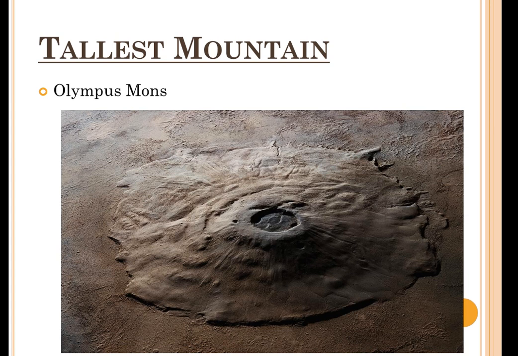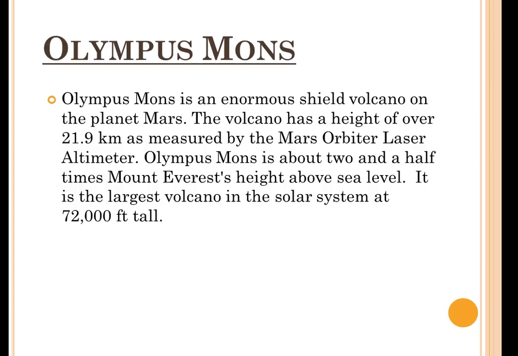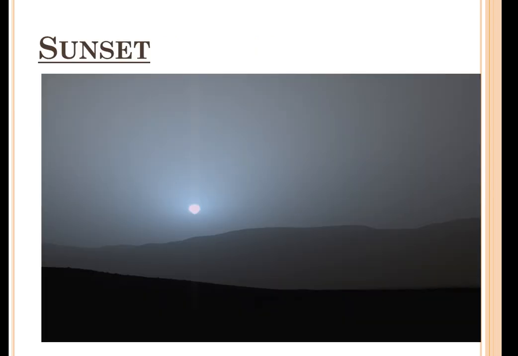Next, the tallest mountain. The tallest mountain of the solar system is present on Mars. So Mars has that title. The mountain is called Olympus Mons. It is the tallest in the solar system. A few points about Olympus Mons is that it's actually a shield volcano on Mars and has a height of 21.9 kilometers and is about 2.5 times the height of Mount Everest above sea level. And it is 72,000 feet tall.